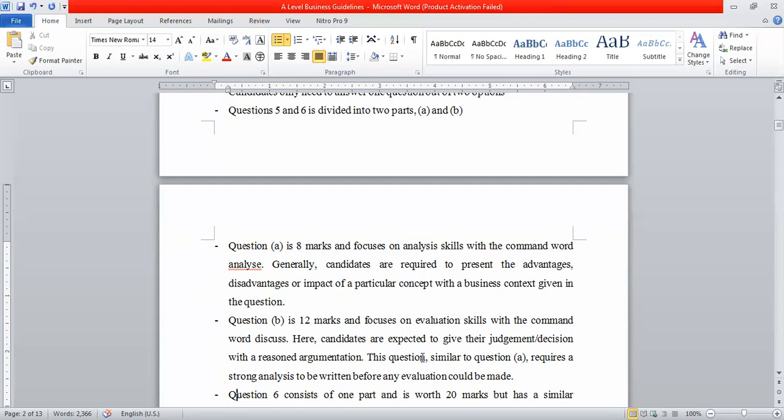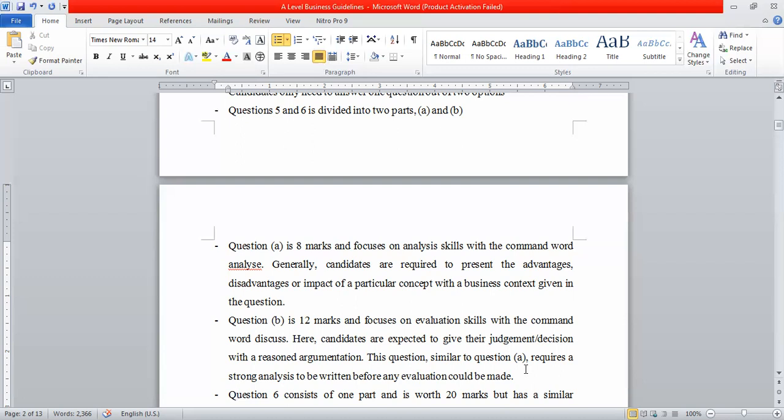We should be presenting the advantages, presenting the disadvantages or the pros and cons of each concept and the impact of each concept to the business. After we have presented, that is the moment we can make the judgment or decision.